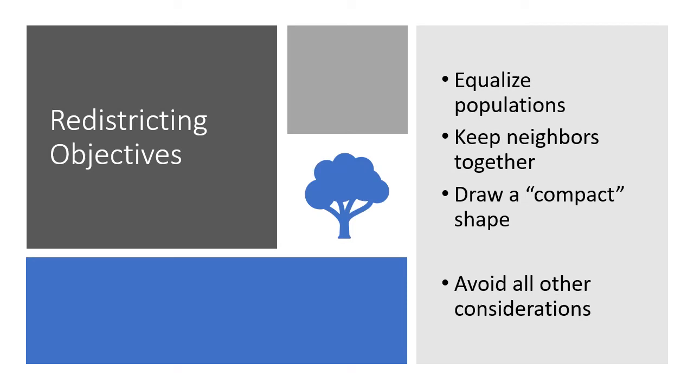First, we must agree on the objectives. The redistricting system must 1. Equalize populations of all CDs within a state. 2. Keep neighbors together, defining neighbors as people living in the same zip code tabulation area. 3. Draw a compact shape. And 4. Avoid all other considerations.